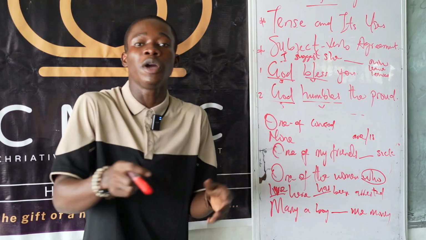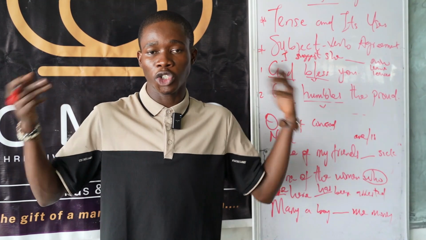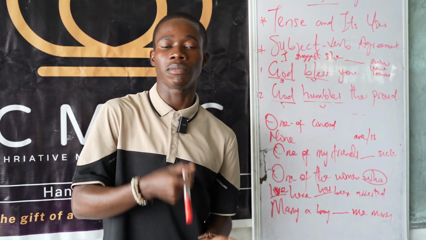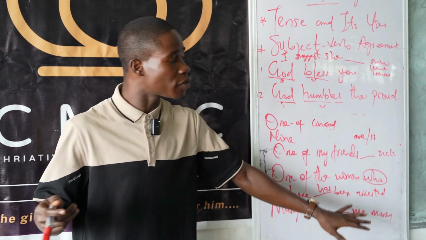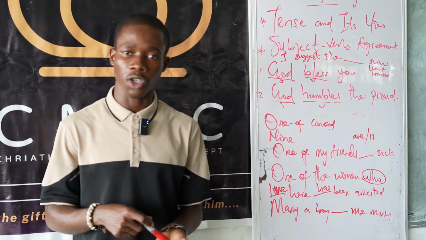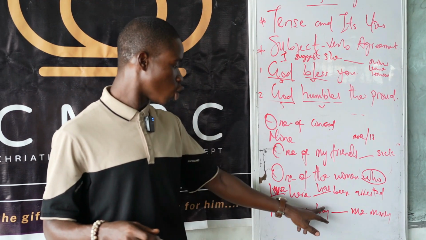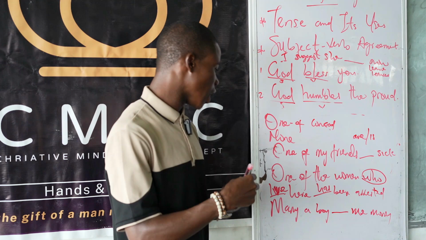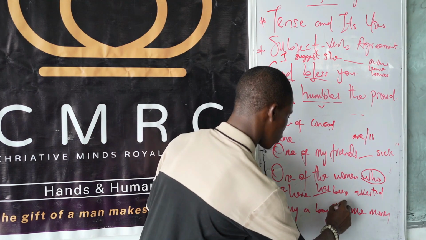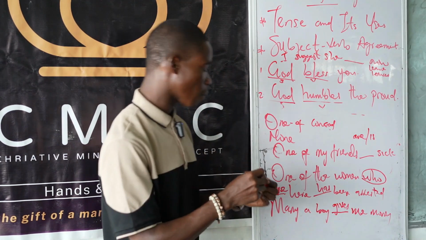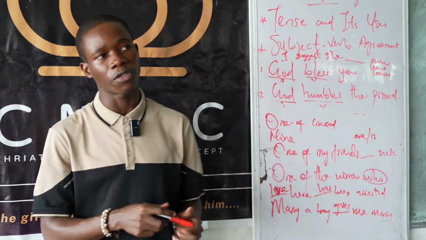Even though "many a boy" means many boys notionally, because of this structure and because of the rule of concord, when it says "many a boy", you have what? You have singular. Many a boy gives me money.